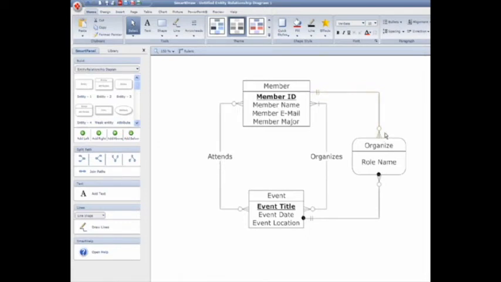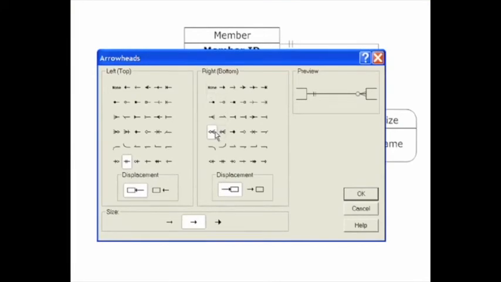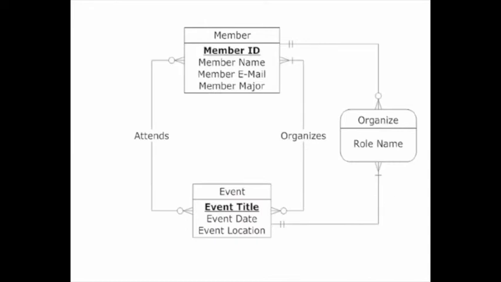Because an event is organized by one or more members, the cardinality next to organize will be 1 to many coming from event for exactly one event. Well, that needs to change. So we will come up here to arrowheads and customize that, and rather than the optional many, we will have the required many or mandatory many.